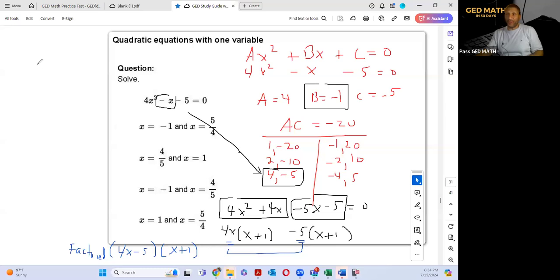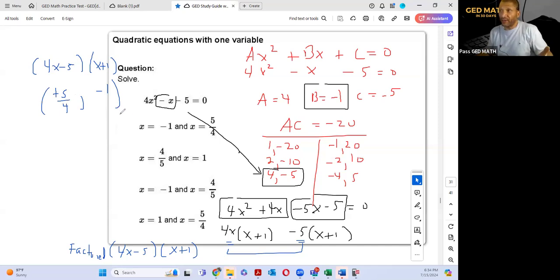So let me move this up here. I got 4x minus 5 times x plus 1. So this one is easy. Opposite of plus 1 is minus 1. That's easy. But then here, the opposite of minus 5 is plus 5. Then you put it over this coefficient, which is 4. So my two solutions are 5/4 and negative 1, which is this first.